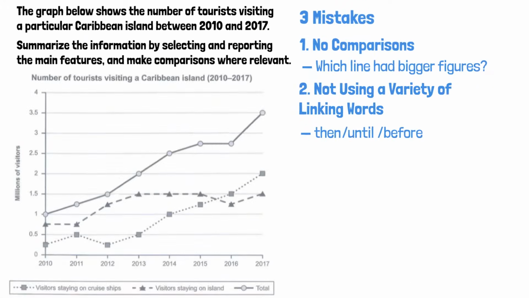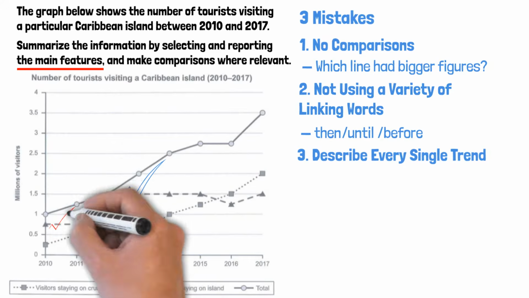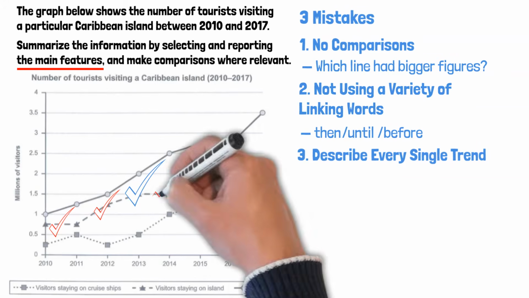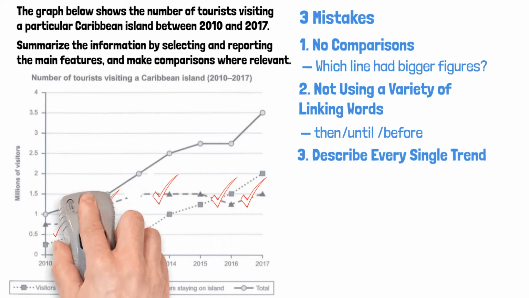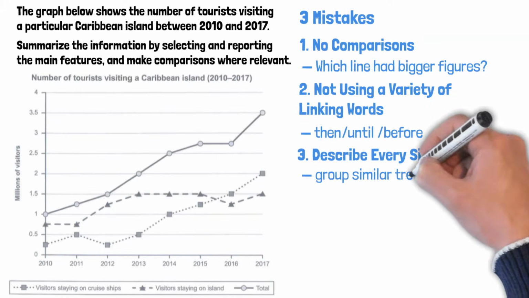The third common mistake is describing every single trend in the graph. Please note the question only asks you to report the main features. This is to say if you go into too much detail, you will actually lose marks. For example, when describing the on-island figure, a lot of students say it first remained stable and then went up and then remained stable and then decreased and then increased. A big no-no. What you should do is to group similar trends together.